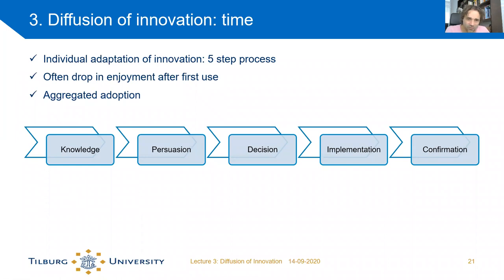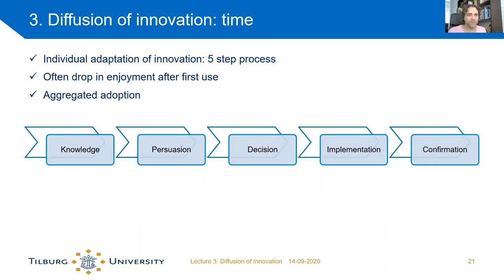So the third element of the diffusion process is diffusion over time. And diffusion of an innovation over time is, on the one hand, an individual process over time, and on the other hand, it's an aggregated adoption, so the adoption of everyone over time. So this knowledge, persuasion, decision, implementation, confirmation is a standard decision process of adopting an innovation for an individual. And you have many different models that are basically arguing the same.